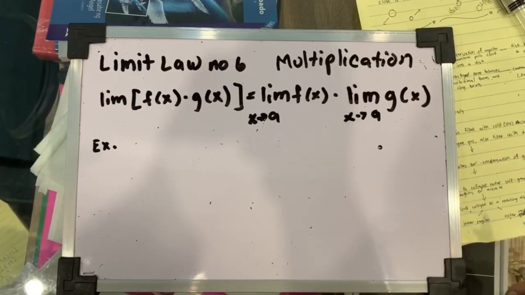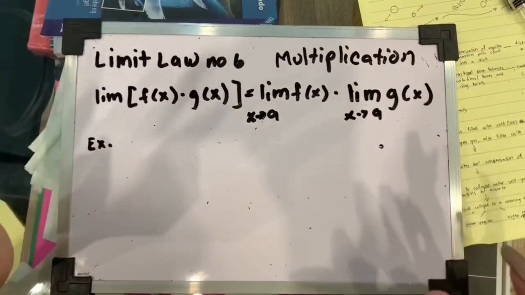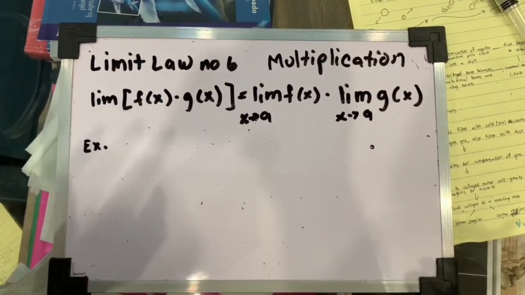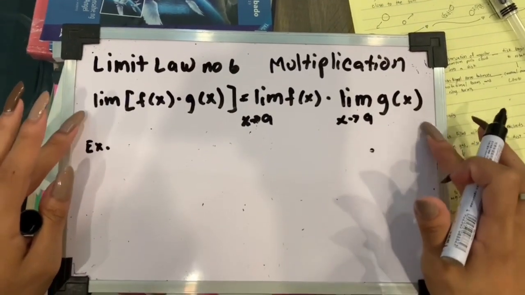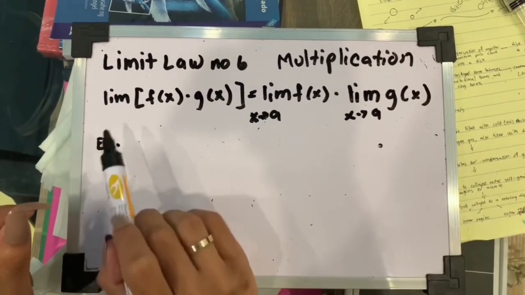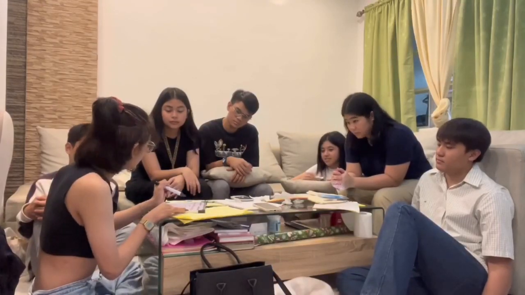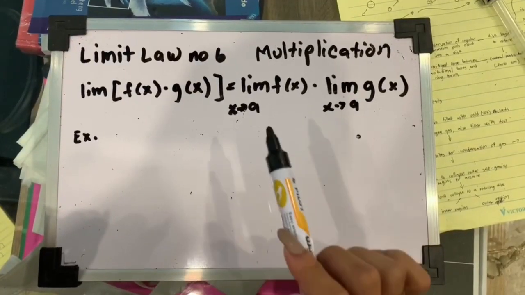So, the limit law number 6 is multiplication. Parang katulad lang din siya ng limit number 4 and 5. Parang multiplication lang po. So, the given equation here is the limit of f of x times g of x is equal to the limit of f of x as x approaches a times the limit of g of x as x approaches a. Example.